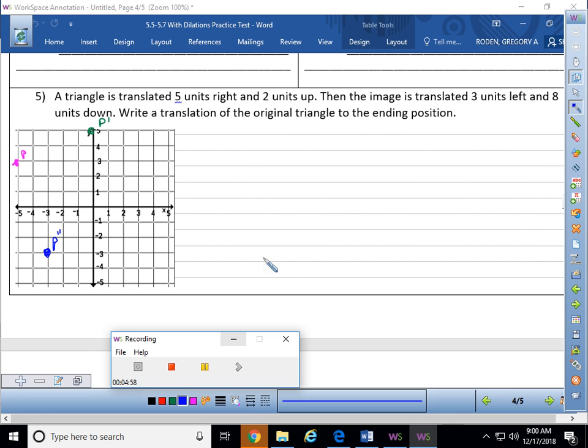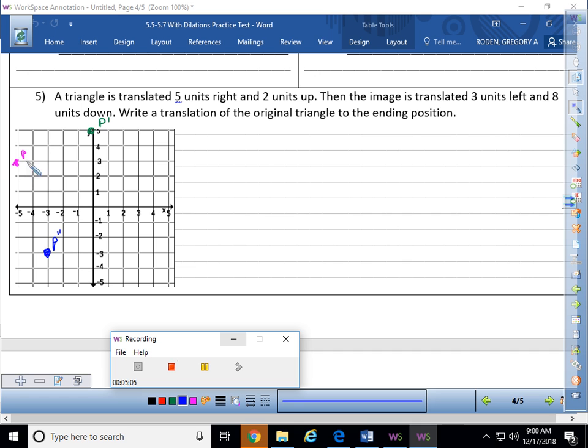Alright, number 5 says a triangle is translated 5 units right and 2 units up. Then the image is translated 3 units left and 8 units down. Write a translation of the original triangle to the ending position. Now, I didn't make an entire triangle, I just chose one point. You could make an entire triangle, but each of those points is going to follow the same rule, so to keep it simple, I just used a point.